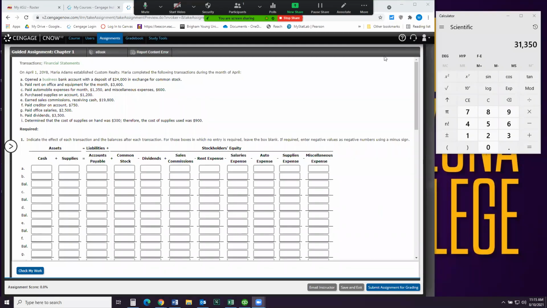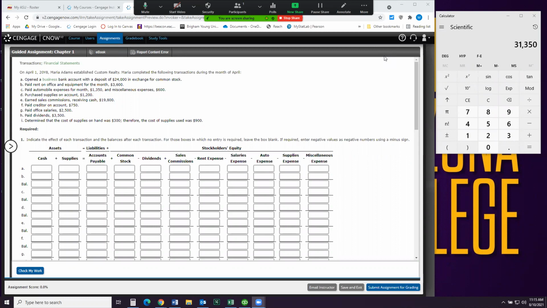Hey everybody, welcome to the first guided assignment. The way the guided assignments work is I'm just going to work the problem out and you can work the problem out too, and you get full credit. So all you have to do is kind of follow along with me. You may have different numbers on yours.